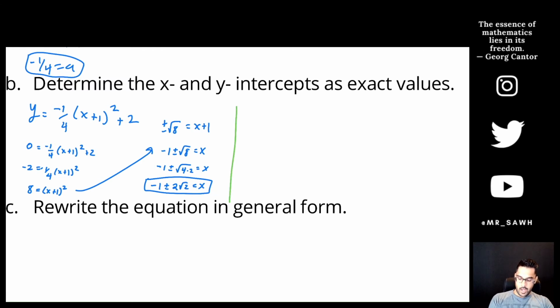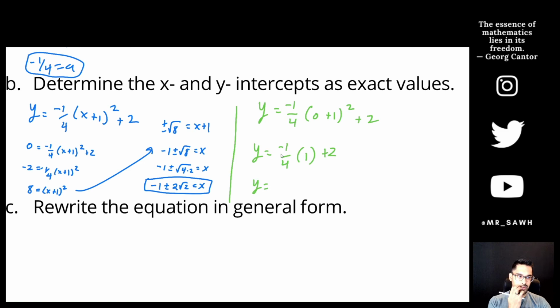Now if I go to find the y-intercept, this time we're going to make x equal to 0. So put in a 0 for x, add 1 to it, it's still squared, plus 2. So y equals to negative 1 over 4. 0 plus 1 is 1, squared is still 1, plus 2. My y value is, well, whatever 1/4 plus 2 is. 2 as a fraction out of 4 will be 8 over 4, so this works out to be 7 over 4 as your y-intercept. Okay, so I found my two things.